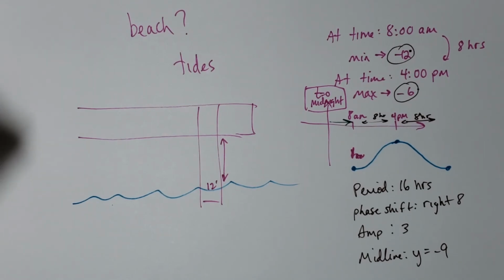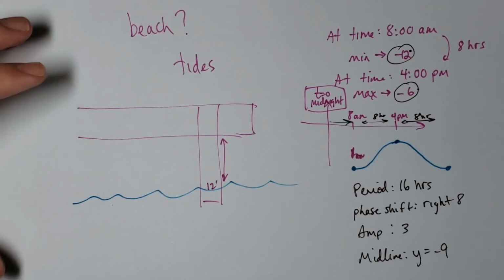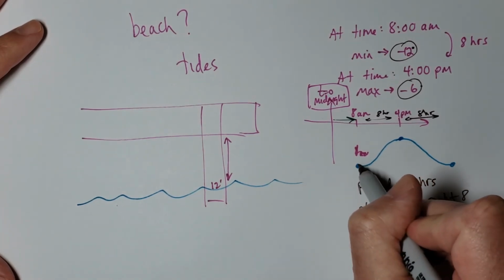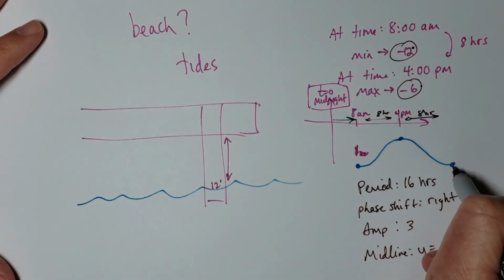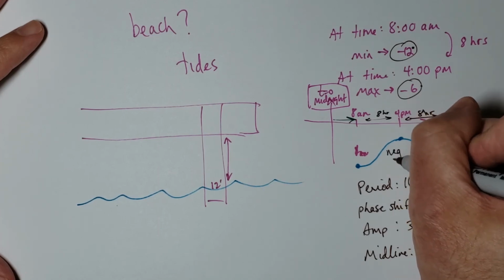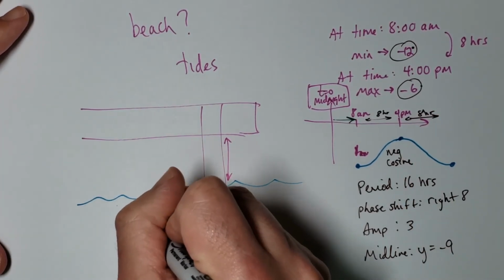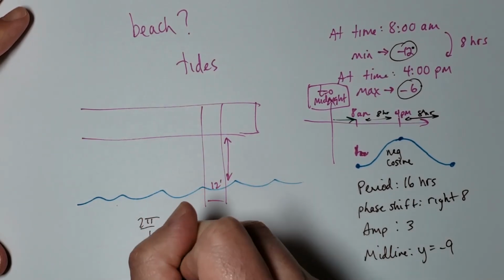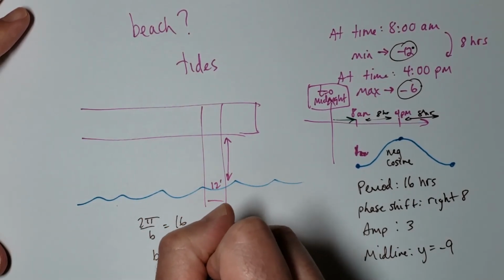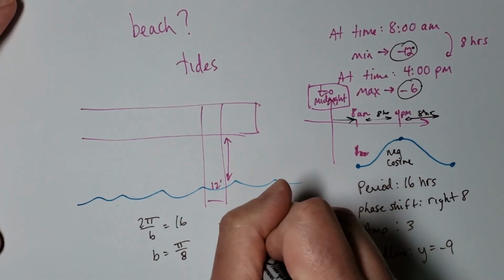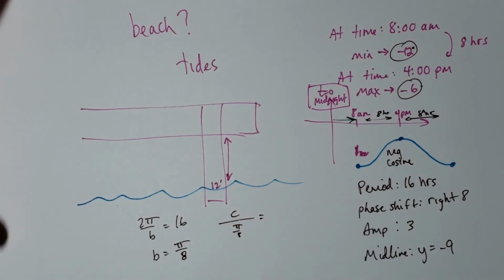So from that, we should be able to write our equation. And again, if you look at the curve here, we started at its minimum, up to the max, back down to the min. This is a negative cosine again. Okay, so 2 pi over b equals 16, which means that b is going to equal pi over 8. Make sure you know how I get that. I skip a couple steps when I do that. C over pi over 8 is equal to 8. Well, that's kind of convenient.